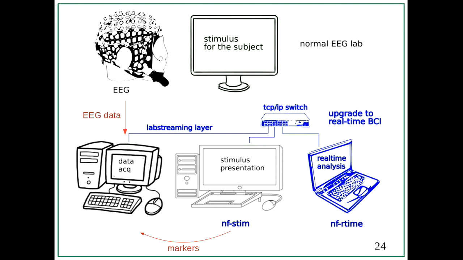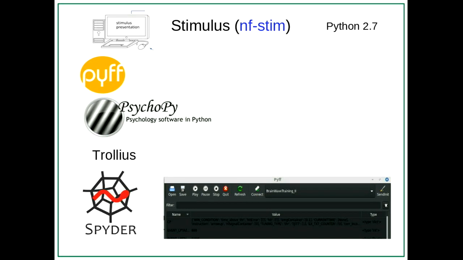The real-time data can flow through the network to the real-time computer, and the real-time computer also needs to send some signals to the stimulation computer to change the presentation and the stimuli. So the neurofeedback works with a neurofeedback stim environment.